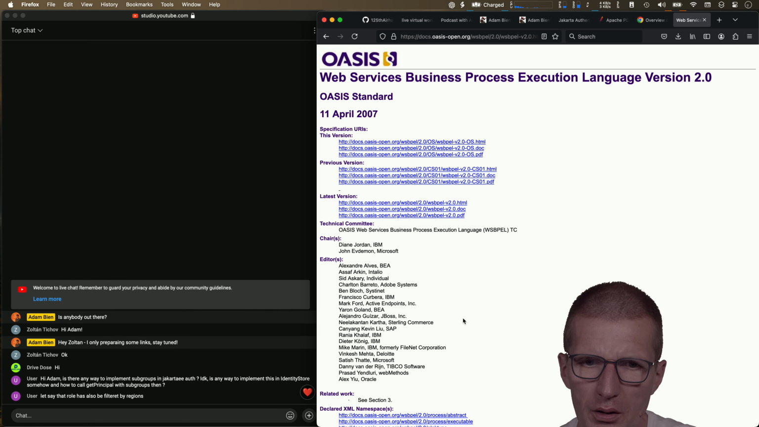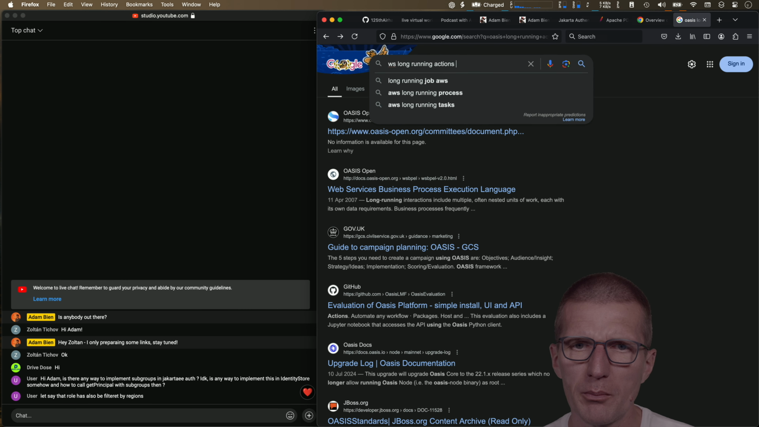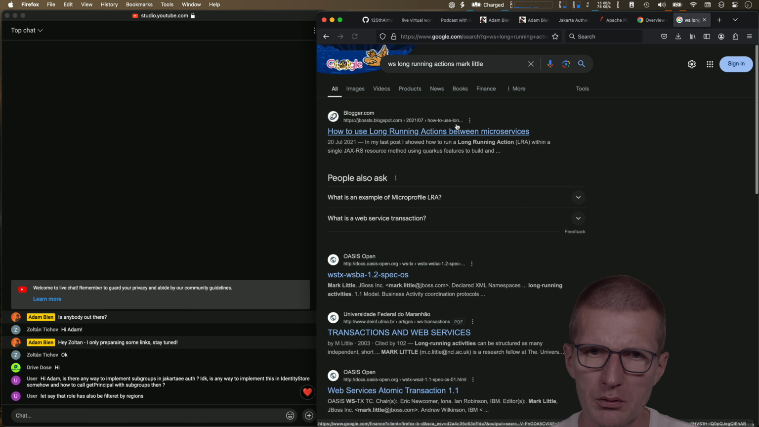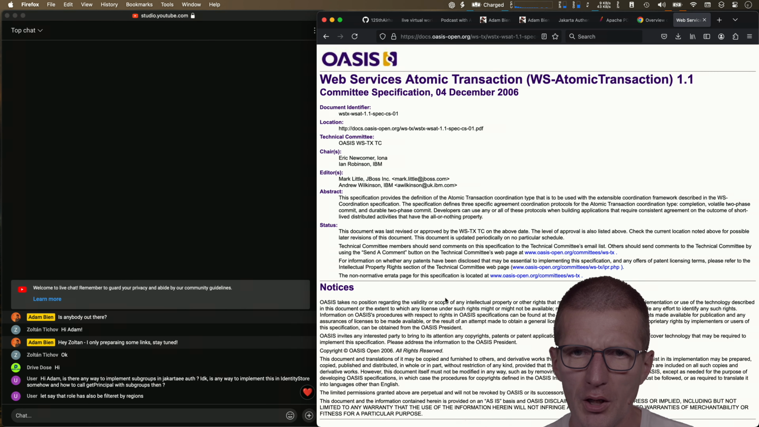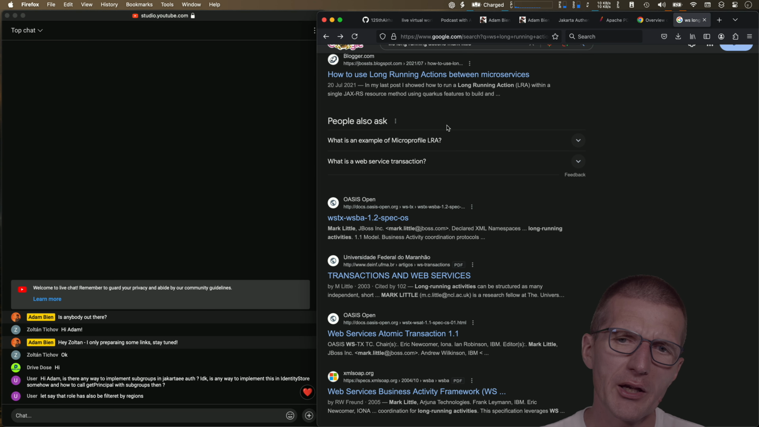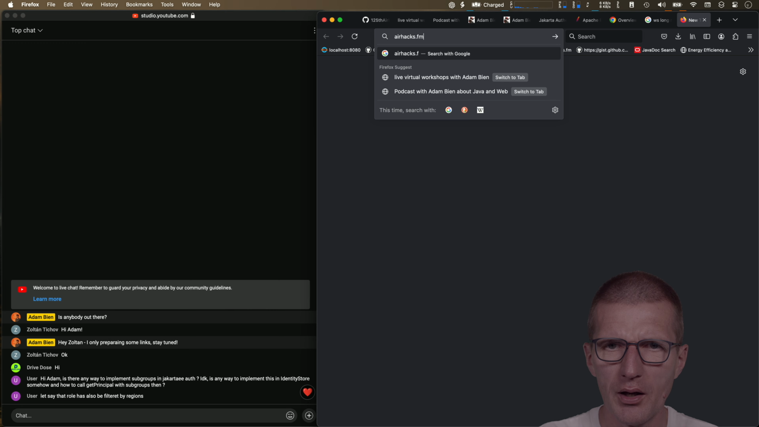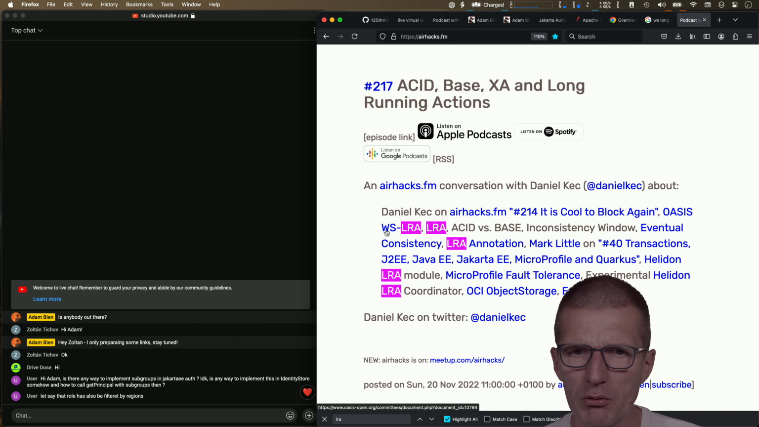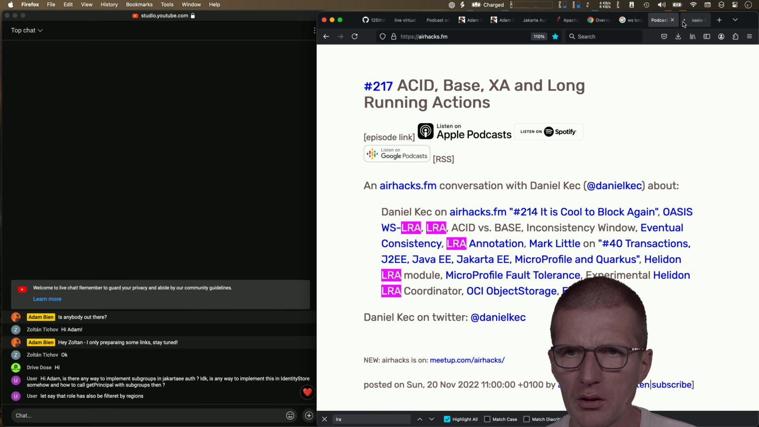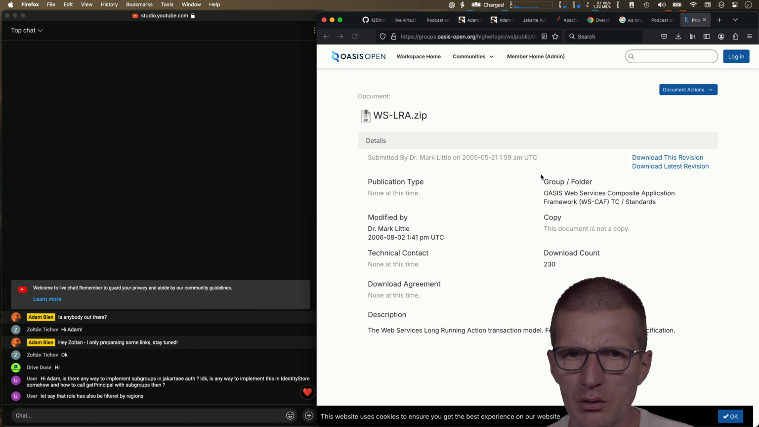Or WS, and Mark Little from Red Hat also worked on that. It was related, but there's one. So MicroProfile Long Running Actions is based on a web service standard, and the web service standards use SOAP, and MicroProfile uses REST services for it. And we have, of course, an airhacks.fm podcast about long-running actions. And this is the WS-LRA OASIS. Let's see. Yes, this is the standard. This is the web service long-running actions.